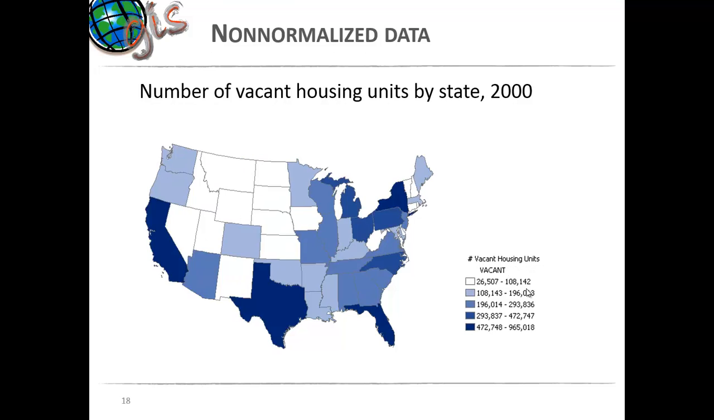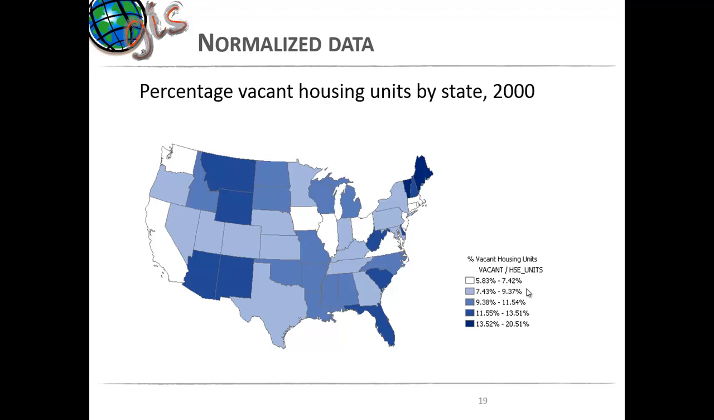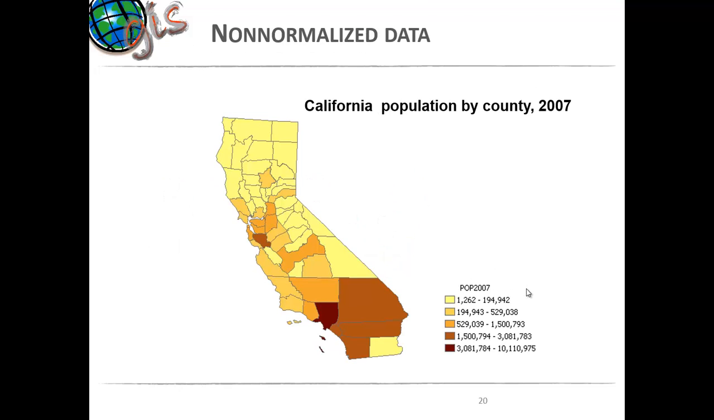When you are just mapping total vacant housing units, of course those states are popping up a little more because they are really big states with a lot of housing units or a lot of people in them. So when you normalize it by percentage, that becomes a much better value to look at, because that's a more representative ground reality.